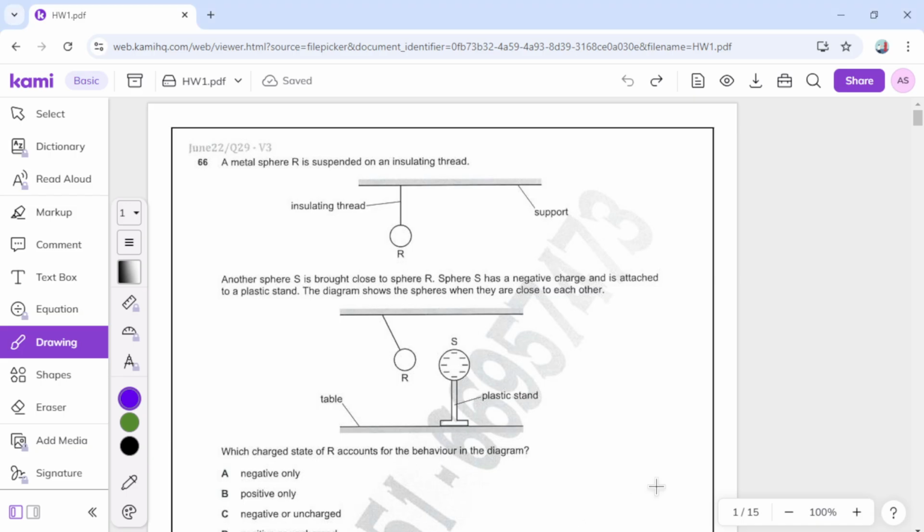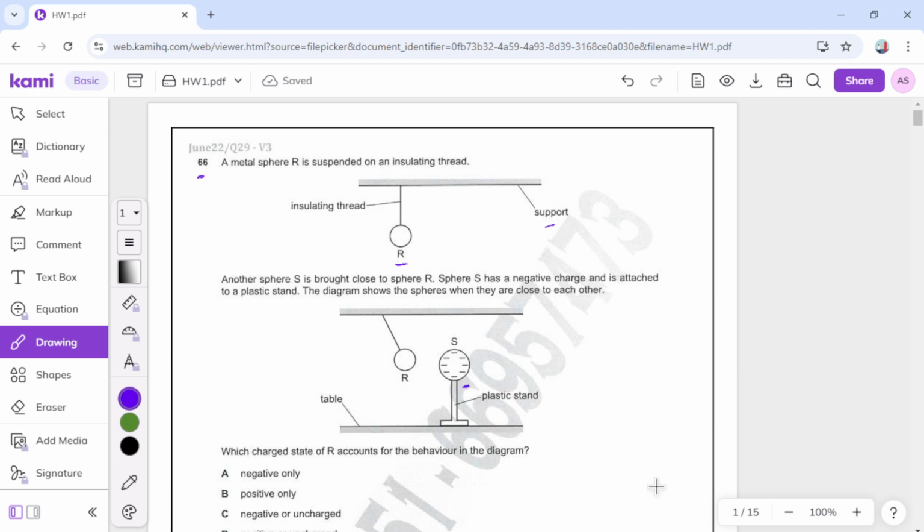Okay, question 66. Metal sphere R is suspended on an insulating thread. Now I have an insulating thread with the R ball supported. Now another sphere S is brought close to sphere R. Sphere S has a negative charge.